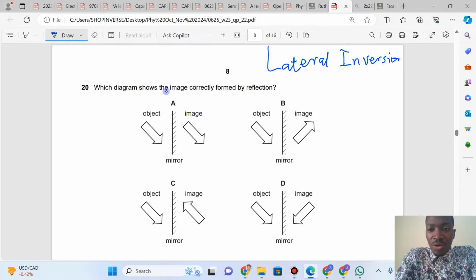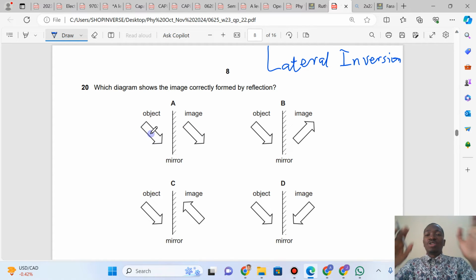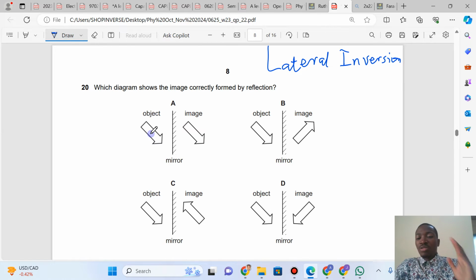Or you say there's lateral inversion. So what does lateral inversion mean? The image can never look like the object. The image will just look like the object that is swapped. Left looks like right, but what remains up remains up, and what remains down will be downward. So it won't be completely inverted, it will just be laterally inverted.